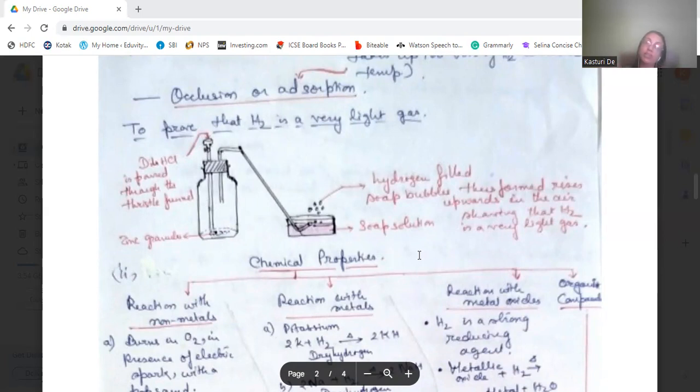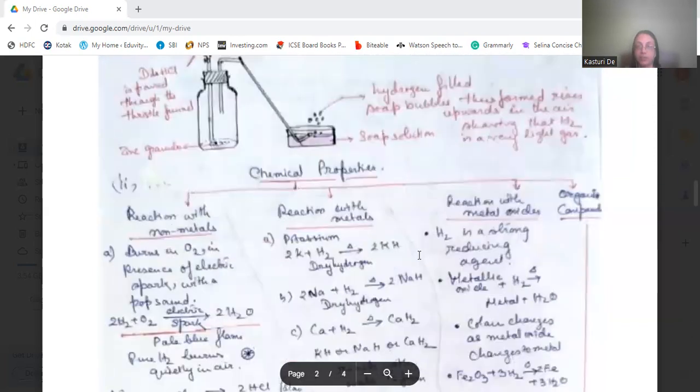So when it is passed through soap solution, the hydrogen gas will fill the soap bubbles, and the soap bubbles will become lighter, and they will fly away, rising upward in the air. This shows that hydrogen is a very light gas. Clear?